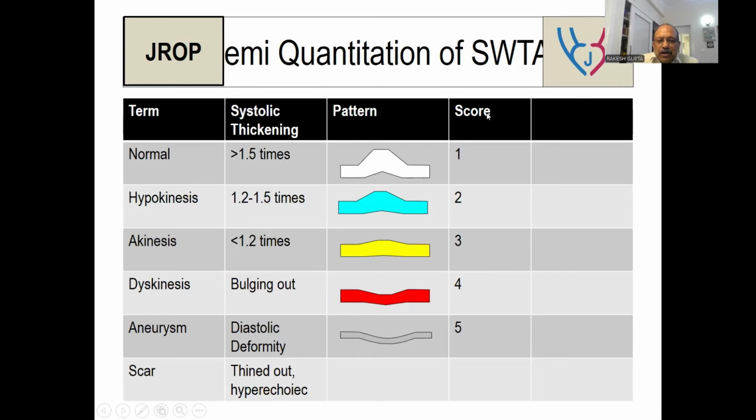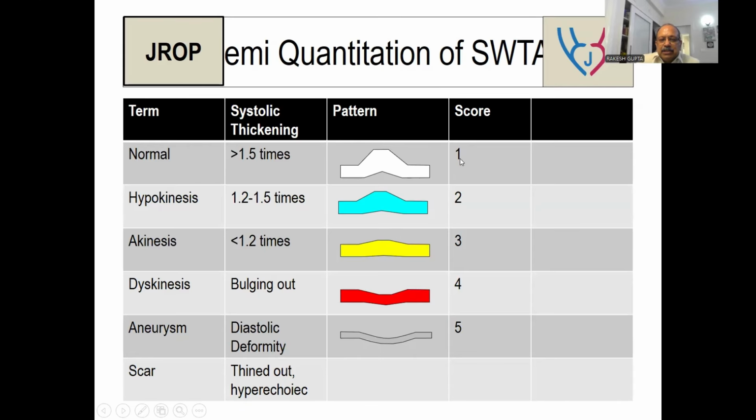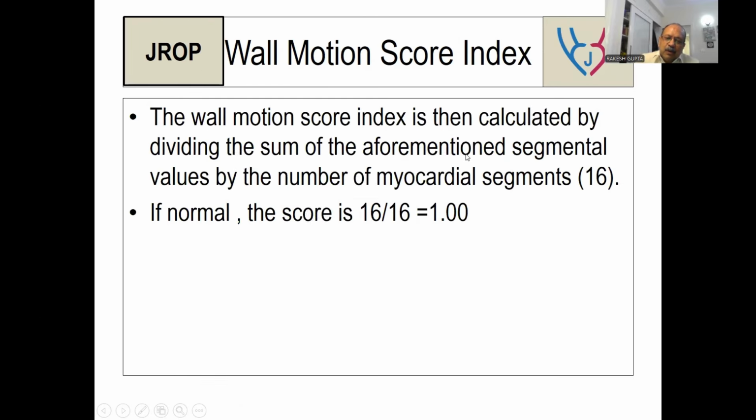Once we have a normokinesis, we give you a score of 1. Hypokinesis, we give a score of 2. Akinesis, a score of 3. Dyskinesis, a score of 4. Aneurysm, a score of 5. Correct. Now, akinesis is 3. So the question is, if all segments are normokinetic, 16 segments into 1 is 16, divided by the number of segments, 16. So the score would be 1.